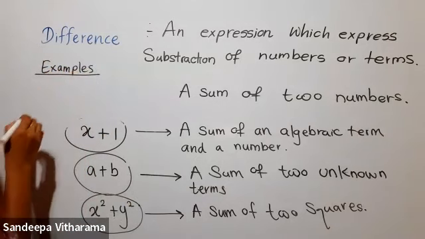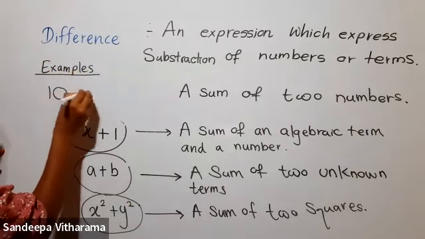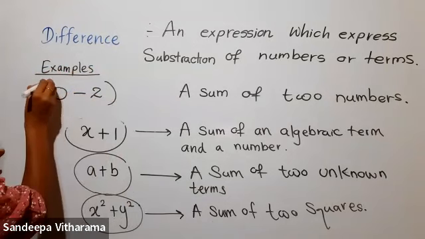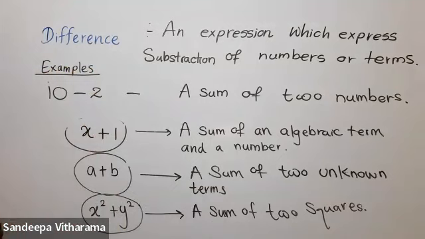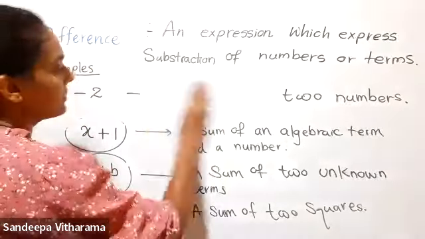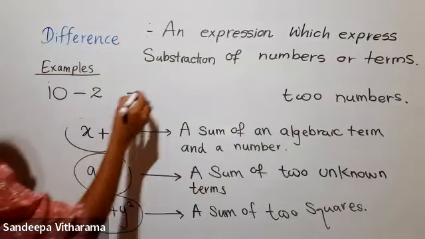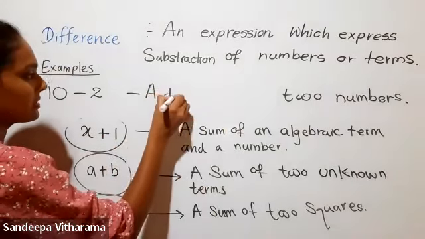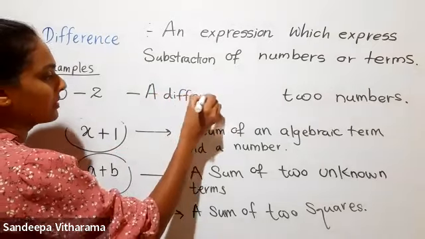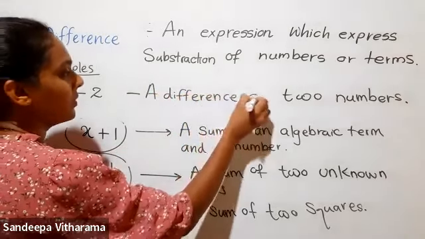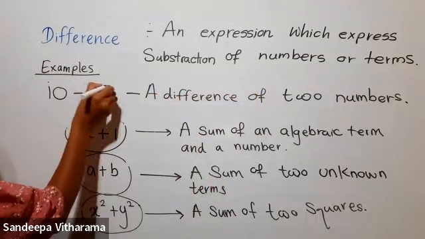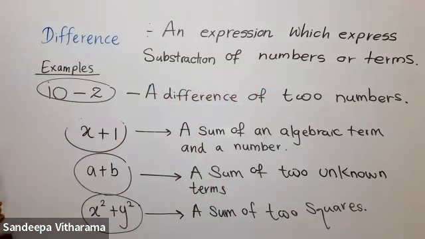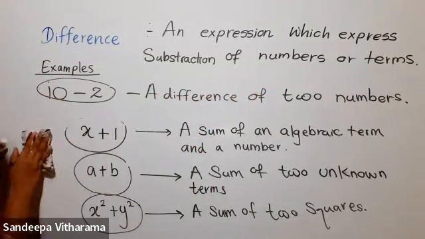Examples. Look at this one. Can you identify what is this one now? This is a difference, no? We can say a difference of two numbers. මේකට අපි කියනවා මොකක් කියලාද? numbers දෙකක difference එකක් කියලා.